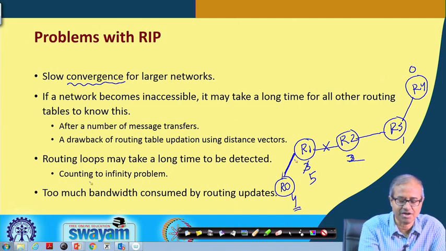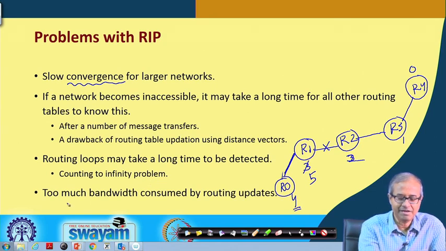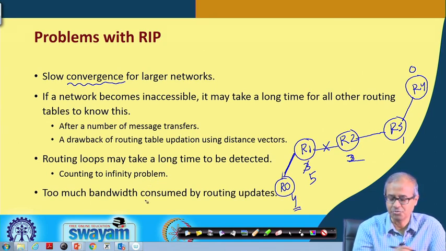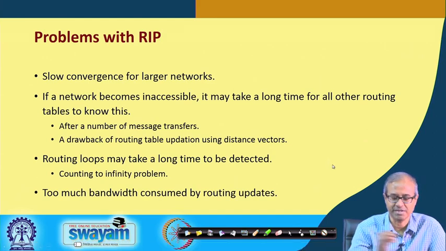This is sometimes called the counting to infinity problem, and this becomes very slow, and too much bandwidth gets consumed due to the routing updates. These are some of the drawbacks here.